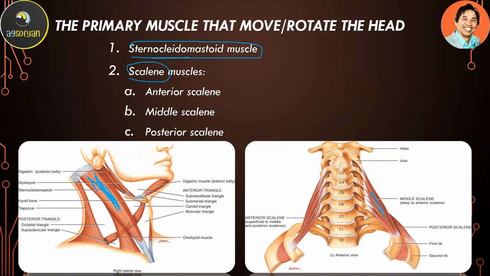The scalene muscle connects from the cervical vertebrae of our neck to the ribs, especially the top ribs. It's going to be anterior scalene, middle scalene, and posterior scalene. And these muscles make our neck movement and head movement possible.